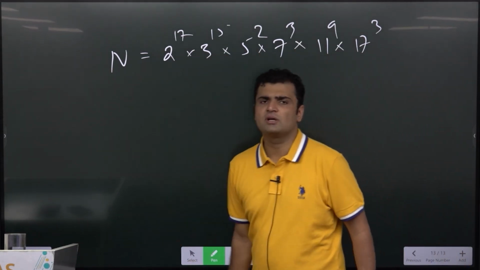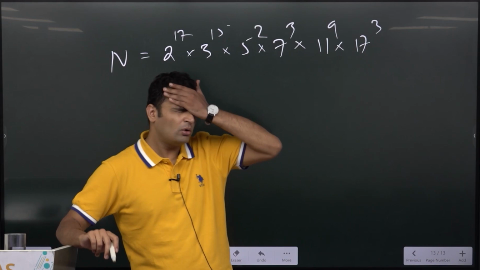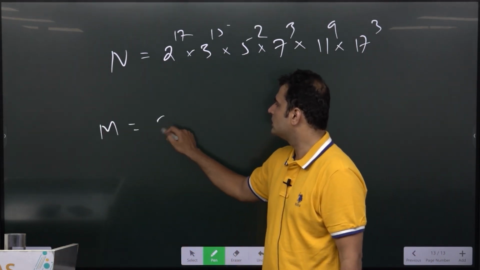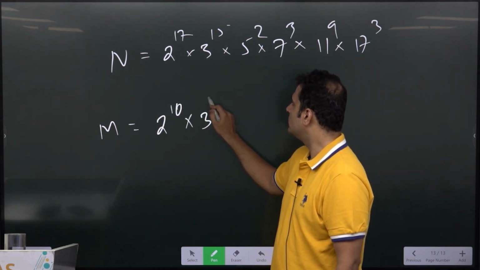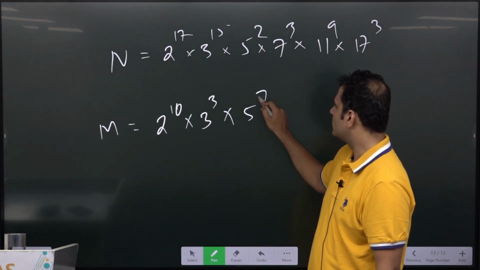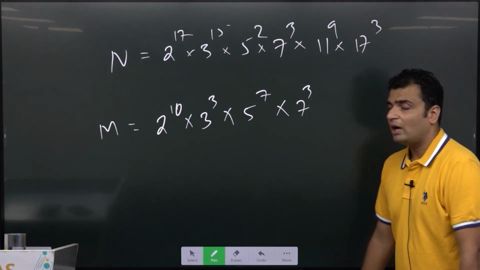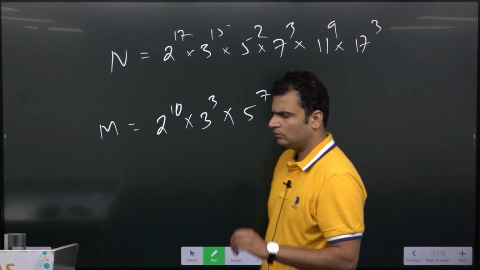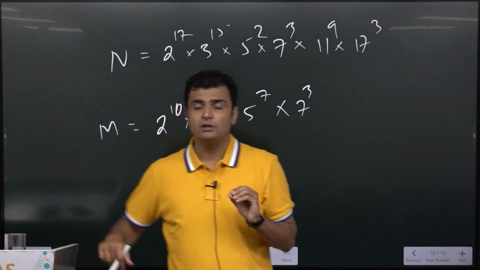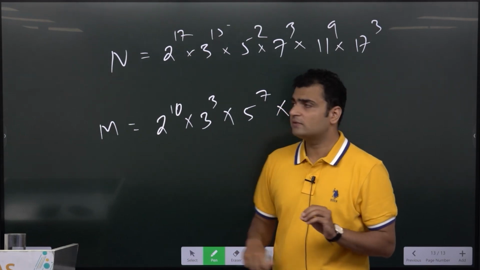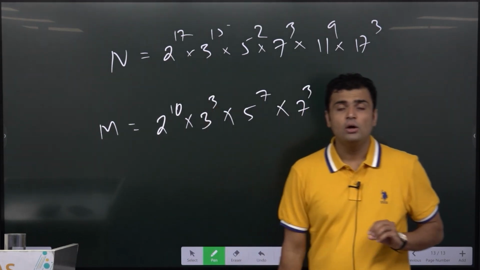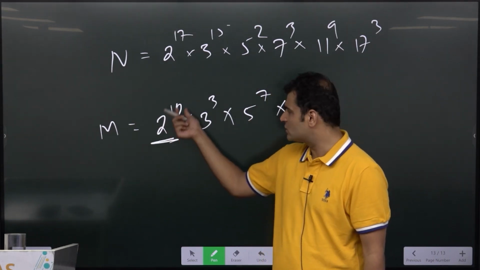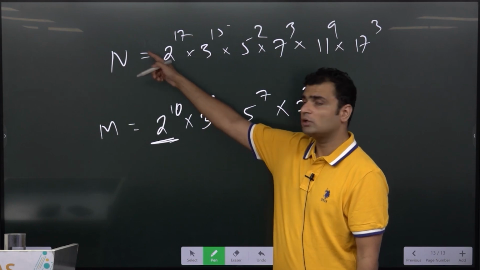This is the prime factorization of this number N. It is a huge number. So if I want to comment on another number M, which is, let us say, 2 raised to 10 into 3 cube into 5 raised to 7, I want to know if this M is a factor of this N or not. What I can say is that this number M is a factor of this number N only when all the prime factors to the respective power are factors of that number N.